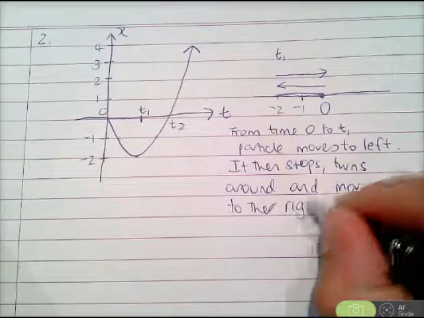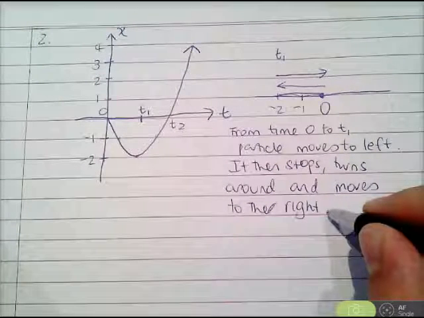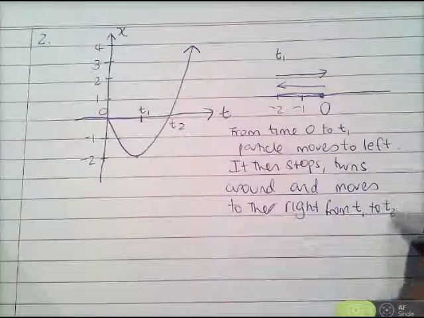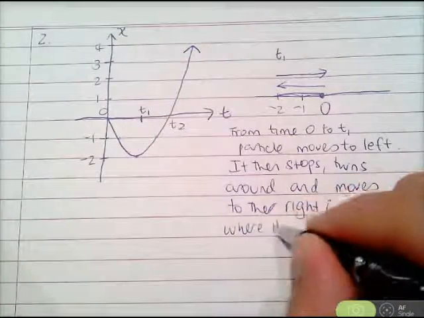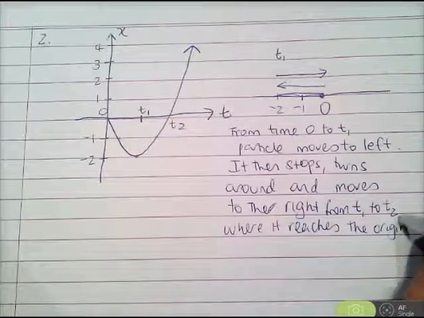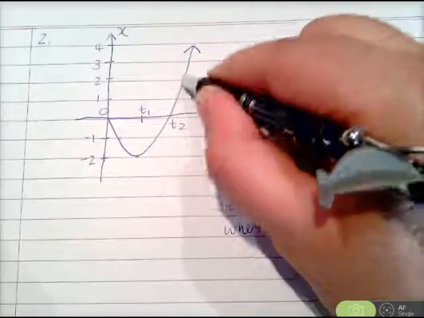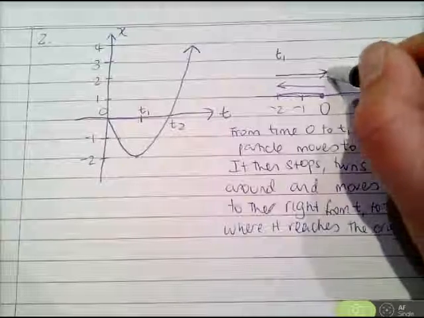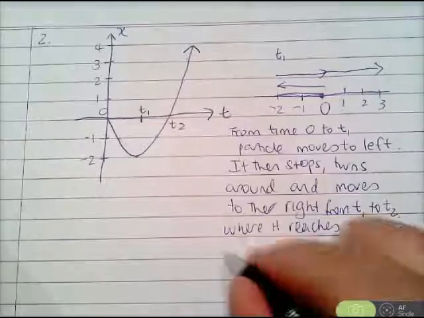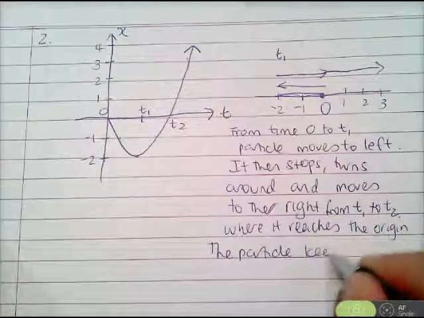To the right. Okay? And it moves to the right from T1 to T2, where it reaches the origin. So back at time T2, it's back at the origin. Then what happens? It's +1, +2, +3. It then continues. After that, 1, 2, 3, etc. Then the particle keeps travelling to the right.